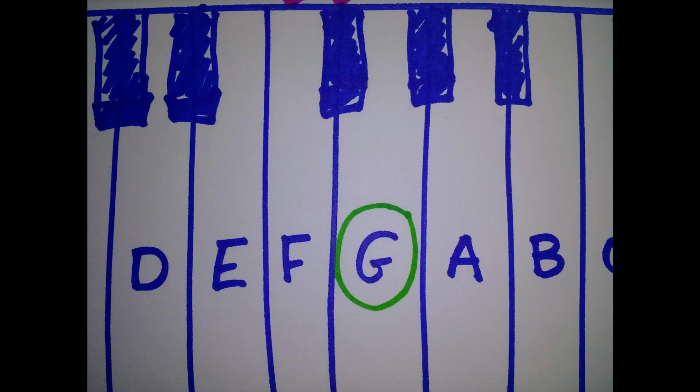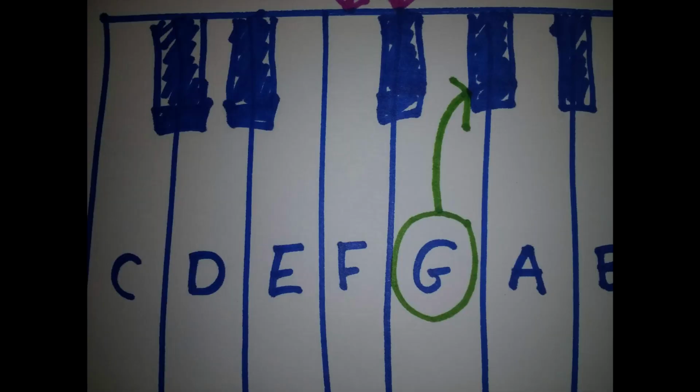Here's another one. If you start on the note G and go up a semitone, what note do you come to? And the answer is G sharp or A flat. Both would be correct.